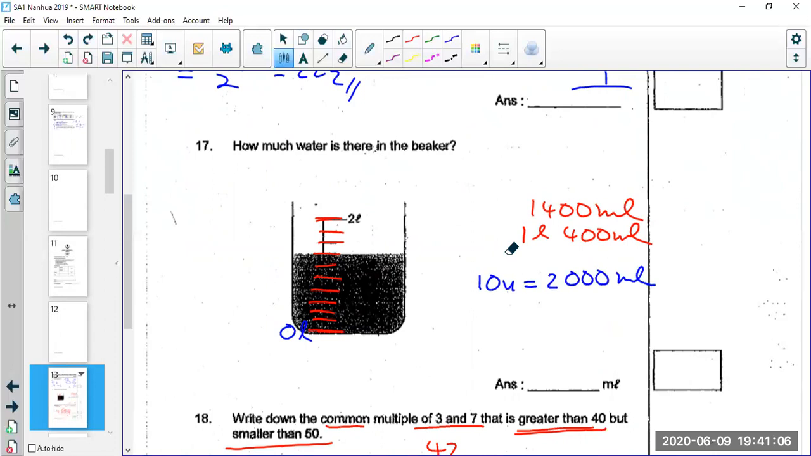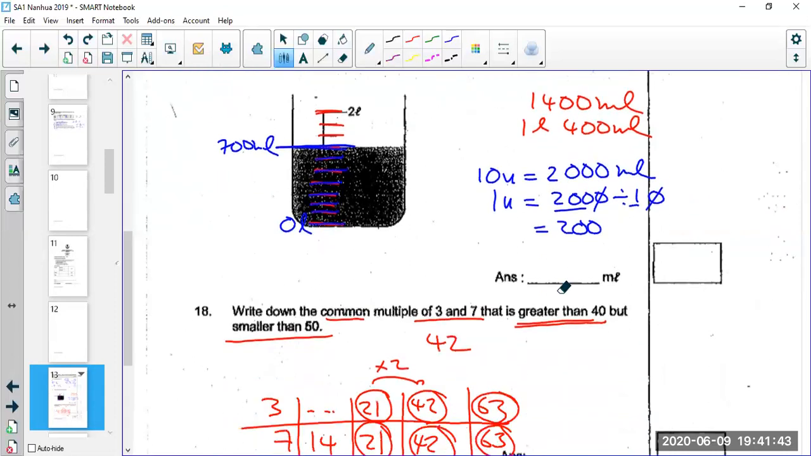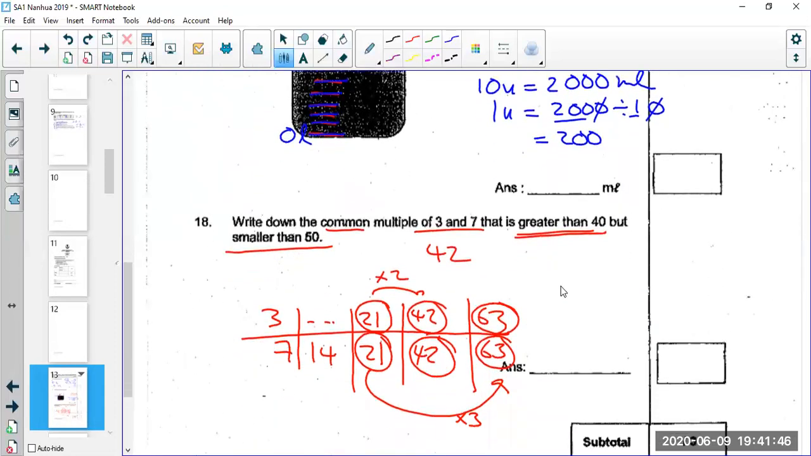Okay, then if you see something like this, you have to find what is one gap first. So one gap will be what? 2,000, and then you divide by 10. How to divide? Take out 1 0, take out 1 0. Okay, that's how you divide by 10. Then you have 200 divided by 1. You get 200. Okay, then you start counting, right? So this is 0, 100, 200, 3, 4, 5, 6, 7. 700. So how much water is inside? 700. Okay, this is very simple, right? You count the gaps.